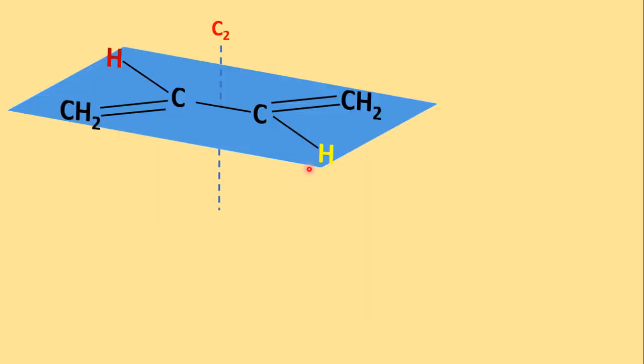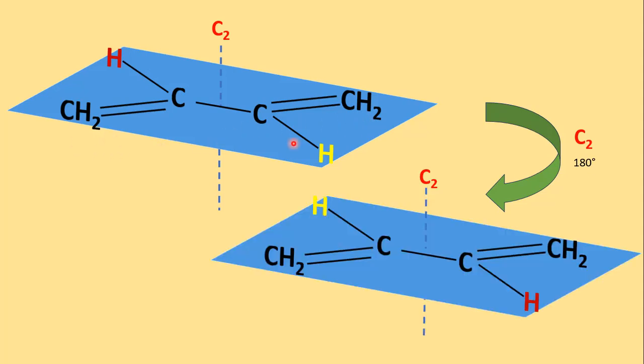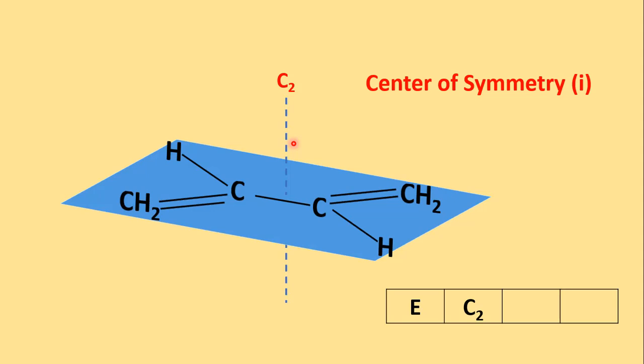We have colored the two hydrogen atoms differently. This has brown and this has yellow, and upon 180-degree rotation the brown will come here, the yellow will go there. Similarly, these two methylene carbons will also get interchanged, and upon another 180-degree rotation the original structure is restored and the same appearance is repeated twice, and so it is the C2 axis.